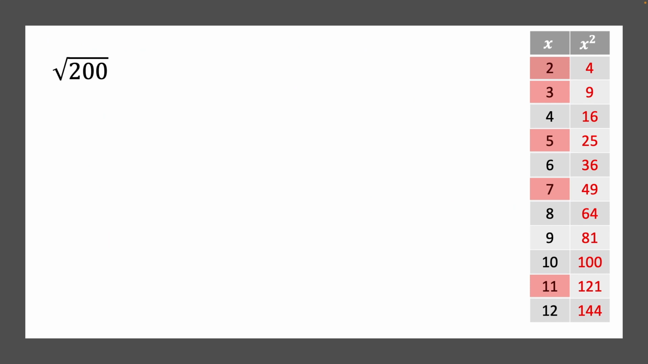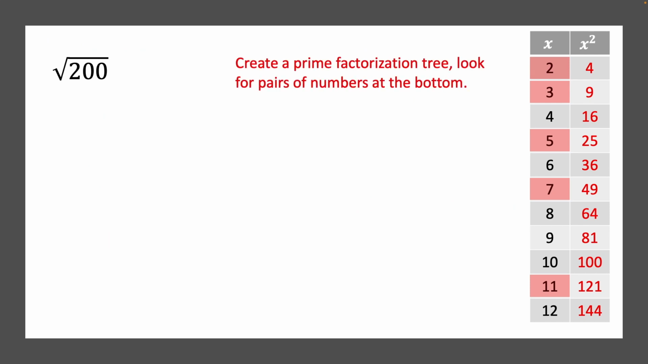Let's try another one. 200. First we're going to create the prime factorization tree. 200 is, we could do 2 times 100. 2 is a prime number, so I'm going to keep that one. 100, well, you have a lot of different options here, but when I see 100, I think 4 times 25. Now, neither 4 nor 25 are prime numbers, so I'm going to keep going.